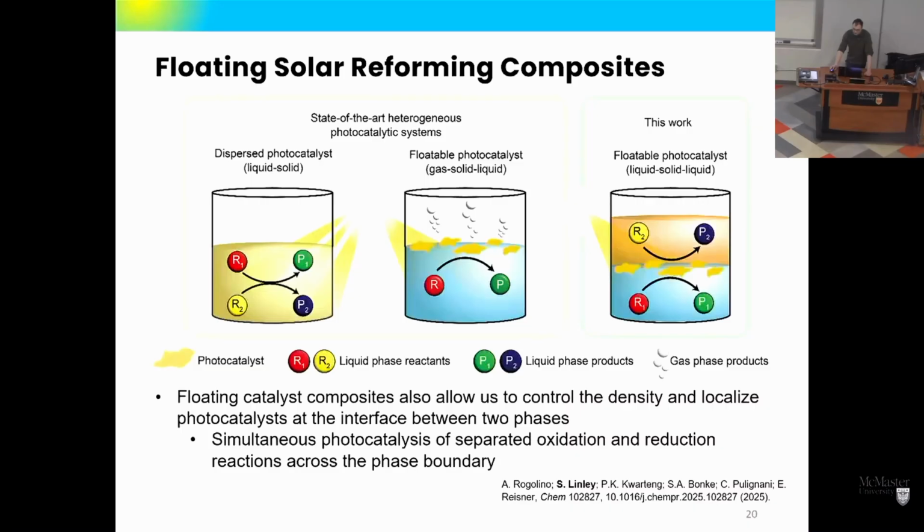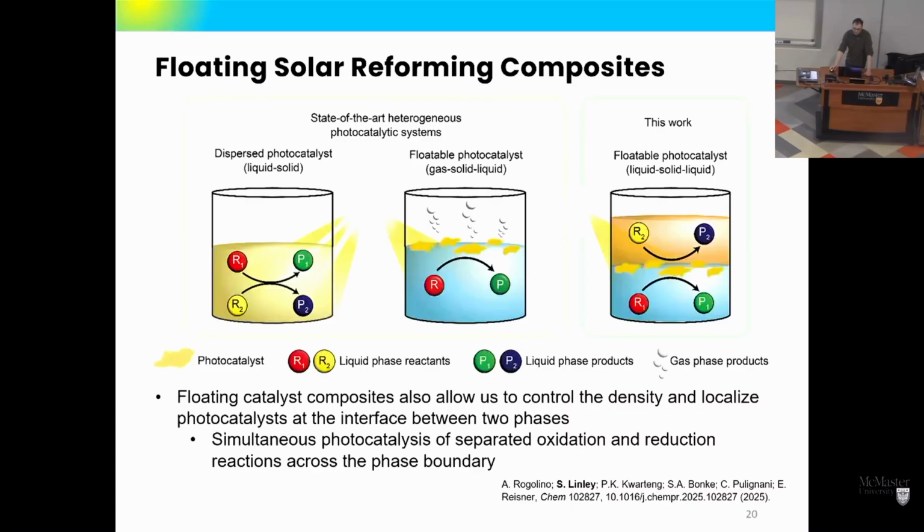Or these floating photocatalyst powders, where we're doing an oxidation reaction in the bulk, and then our reduction is producing this gas product, and we're separating that to the gaseous phase. But what we thought is, well, there's no reason why we can't control the density and stick our catalyst layer at the interface between two different liquid layers of different density.